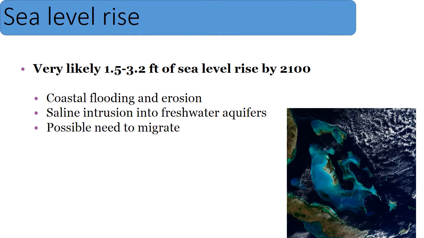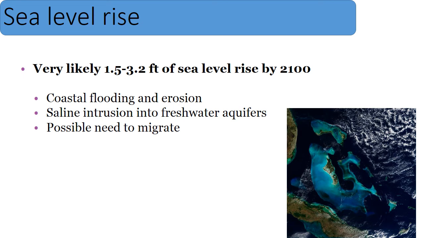The next thing that we're going to look at is sea level rise. Sea level rise is perhaps the most important for the Bahamas, and this is because we are small, low-lying islands, and the majority of our land is at sea level. The IPCC projects that there is very likely to be between 1.5 to 3 feet of sea level rise by 2100, and this is actually a very conservative estimate. Remember that if we have melting of the Greenland ice sheet, we could expect sea level rises of up to 20 feet.